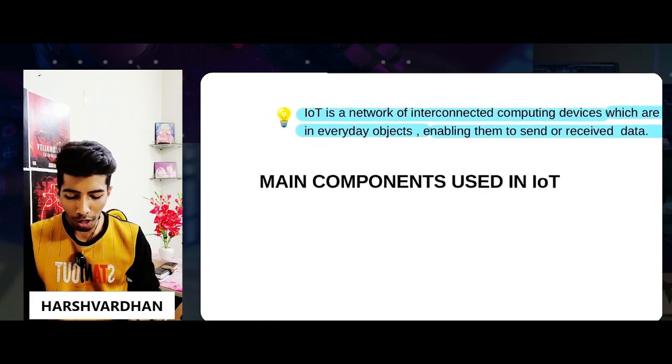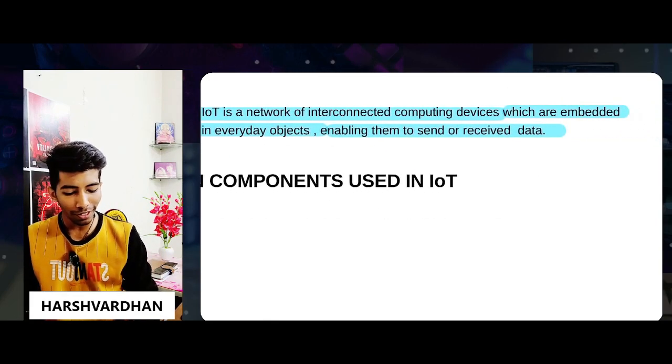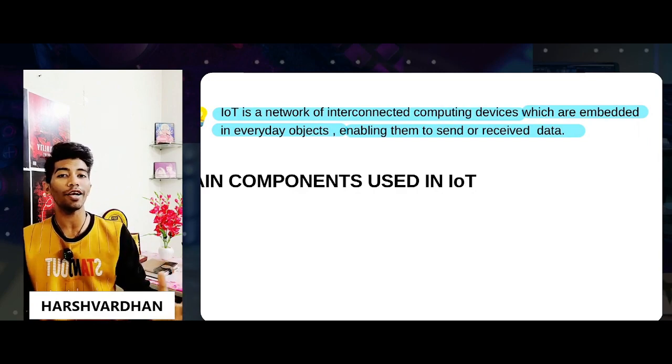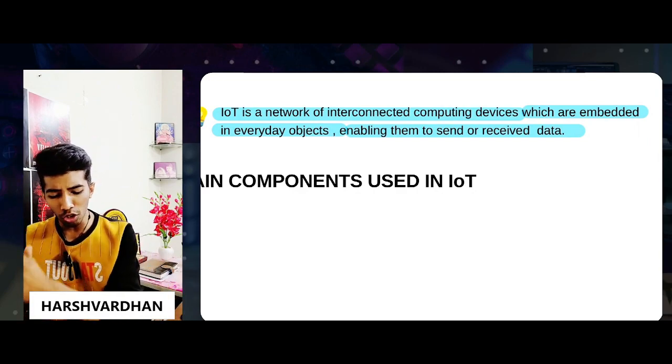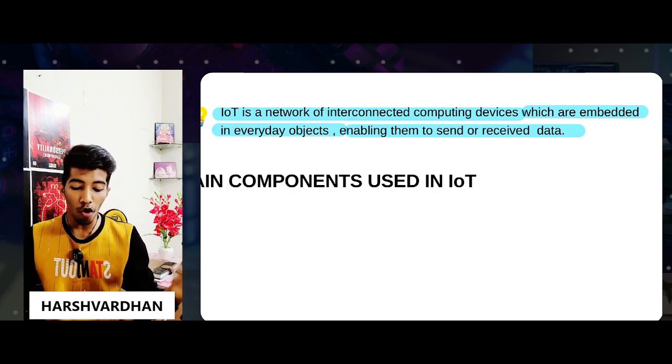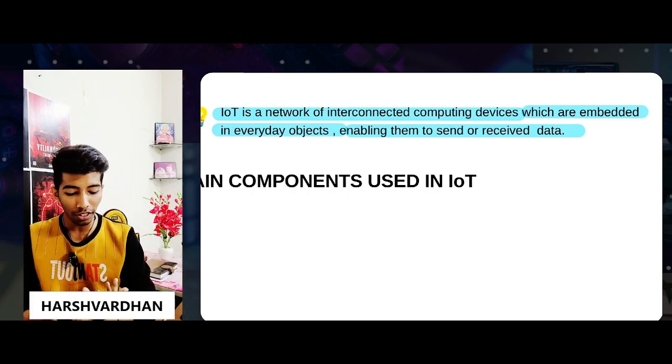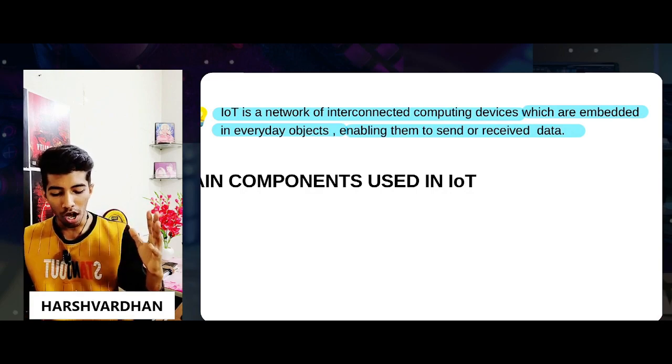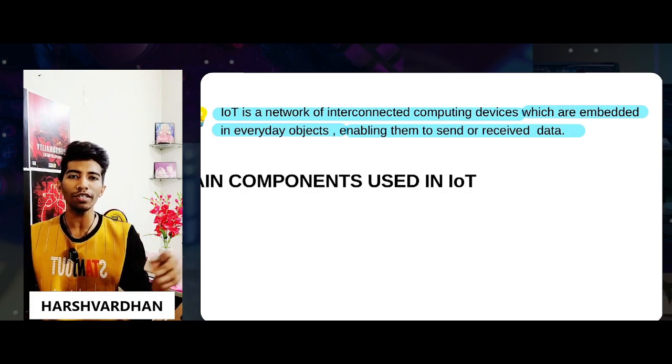Okay. Talking about the main components, first of all, you read some sort of golden line which is written and underlined. So it means that it is a very important line. Let's talk about what this line is. IoT is a network of interconnected computing devices which are embedded in everyday objects, enabling them to send or receive data. So what is basically happening?